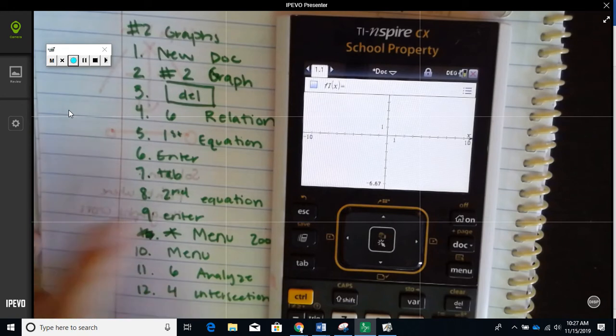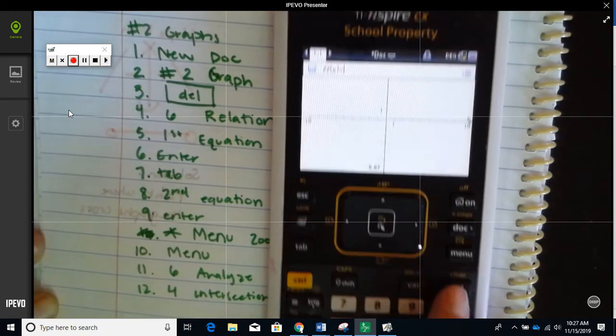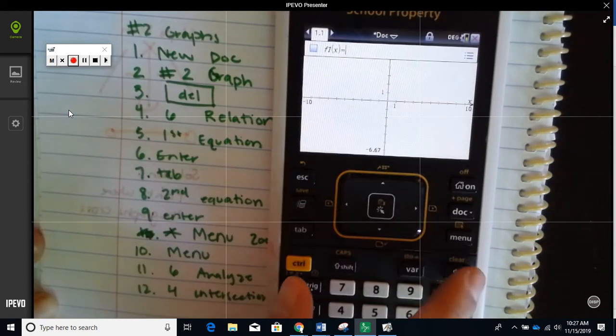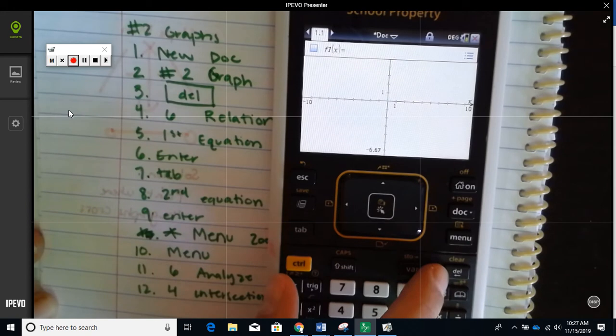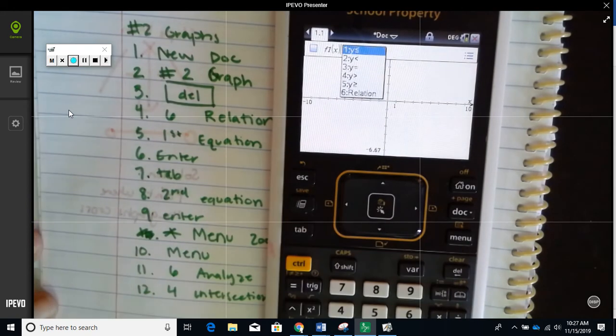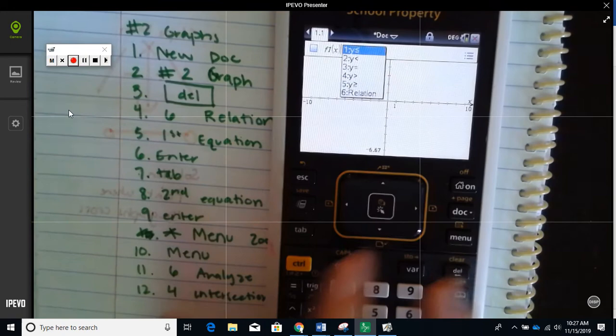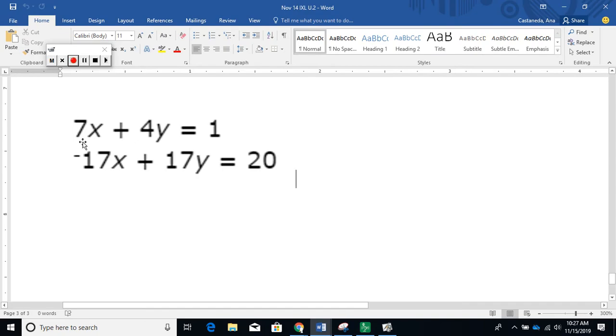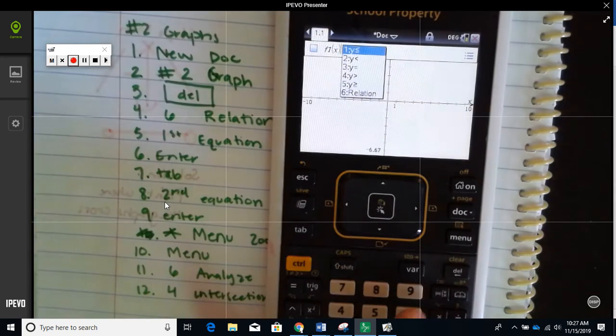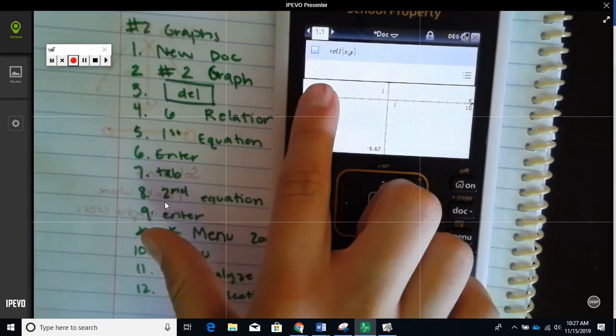Then you're going to press delete. The button delete is underneath menu. Press delete, and you're going to go to number 6, relation. Why? Because it's not in y equals. It's not in y equals, so you have to press number 6, relation, and it's going to do this.